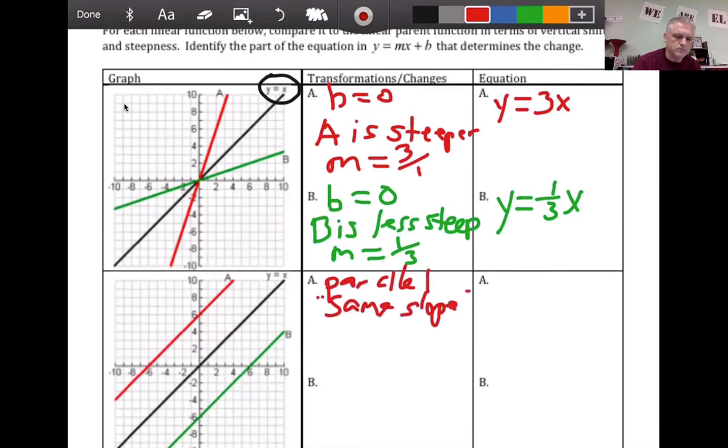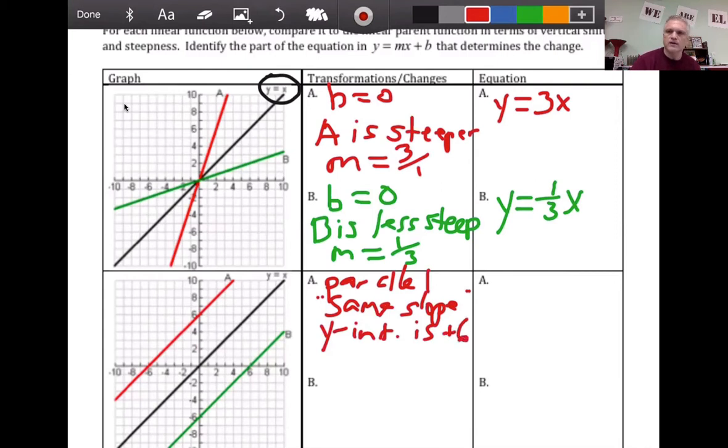So the m is going to be the same. But what is the b? Well, the y-intercept, which is the b, moved up from the parent graph. If you start with the parent graph, you moved up how many units? 6. You moved up 6 units, so it's a positive 6. I'll put a little plus 6 there.